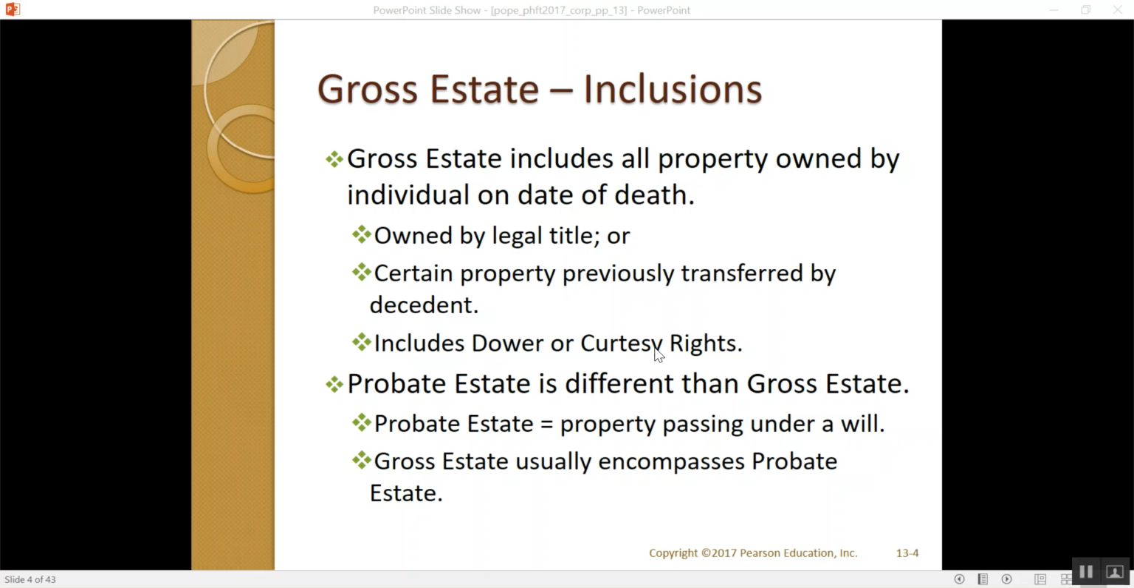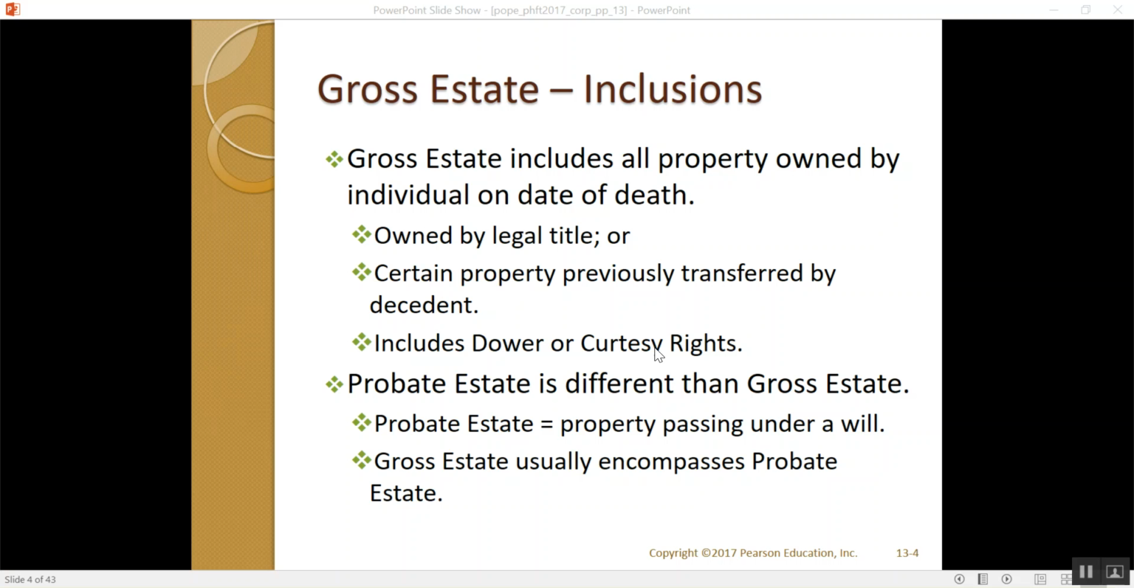So the probate estate is essentially property that passes to the heirs subject to a will, or if they don't have a will, subject to state statute. And so if you've ever heard about the concept of someone dying intestate, that means that they died without a will, and state law will then govern who gets that decedent's property.